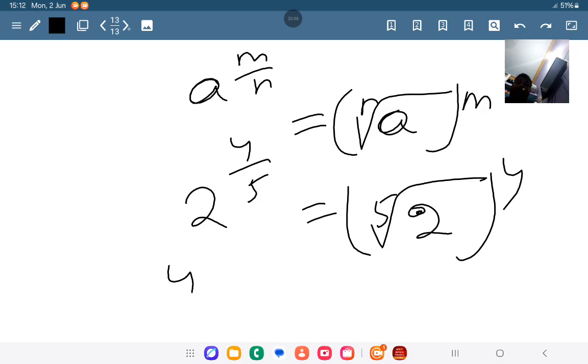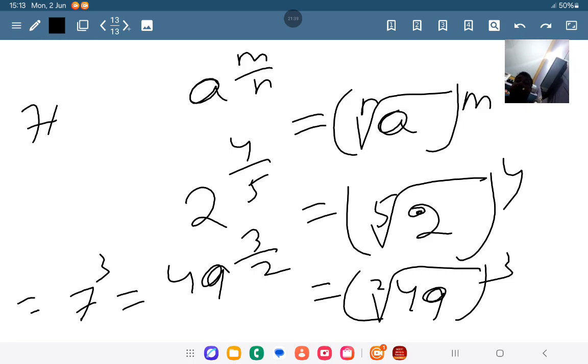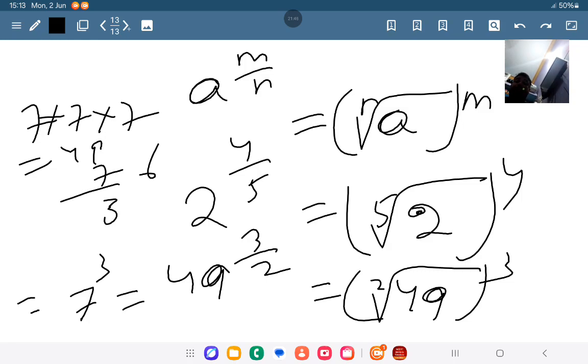Like this, if 49 to the power 3 by 2, what will happen? Then 49, this denominator is 2, so root over, and power is 3. The answer will be root over of 49, which is 7, to the power 3. How much is the root of 49? It is 7. Then 7 to the power 3. So 7 into 7 into 7, it will be 49 into 7, 343. Answer will be 343.